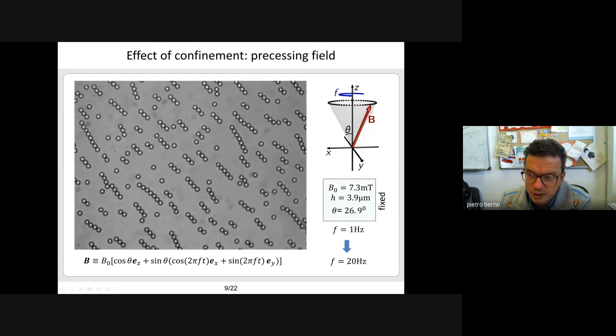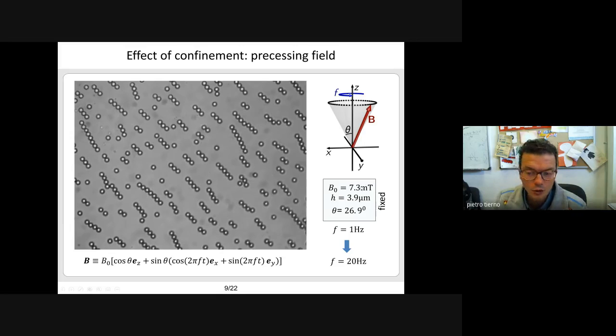Let me tell you that the precessing field is similar to the Larmor precession, where the external field B is composed of a static field which points along, for example, the z direction, in this case perpendicular to this plane, and then a rotating in-plane field, such that this vector performs a conical precessional motion around the z-axis with an angle theta.